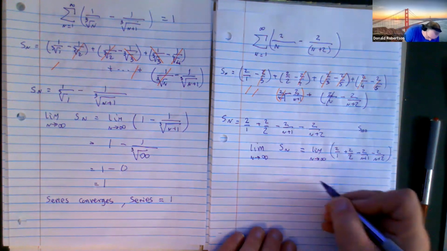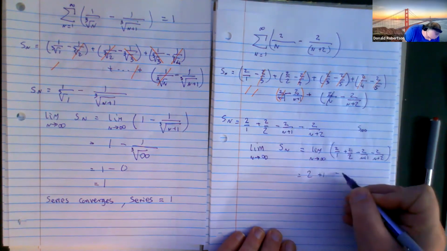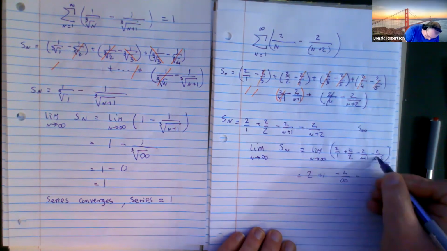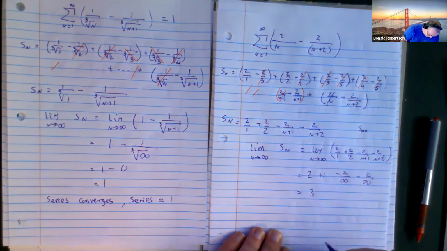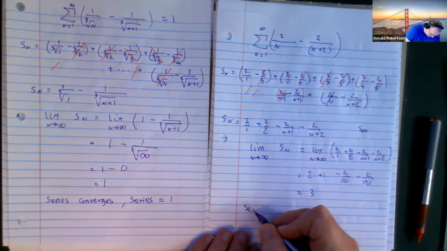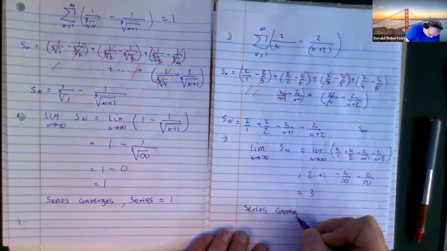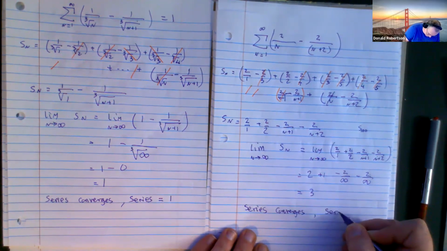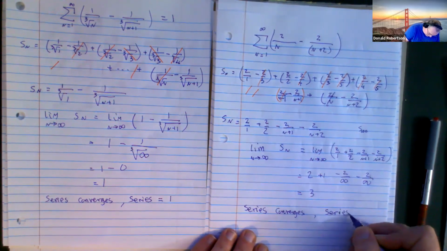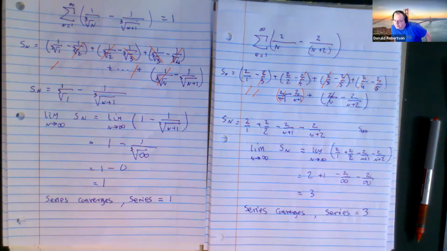So let's see what the limits are. That's 2, that's 1, that's 2 over infinity, and that's another 2 over infinity. Both of them are 0, so you get the answer 3. So this one, the series converges, and the series is equal to 3. So far, so good.